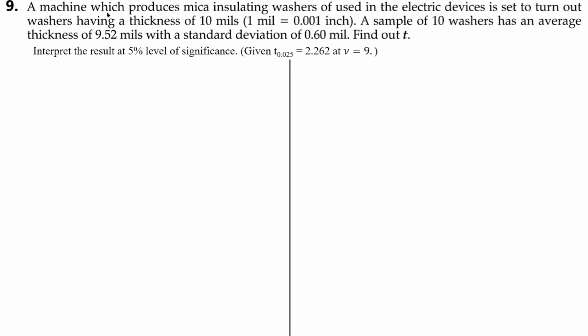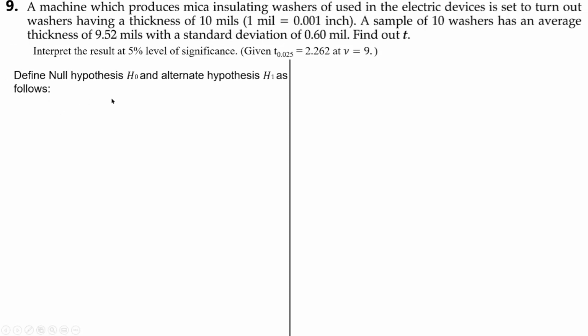So here it is given a machine produces washers having thickness of 10 mils. A sample of 10 washers has an average thickness of 9.52 mils and a standard deviation of 0.6 mils. We have to find out t and we have to see whether this average is significant or not. So first let us write.